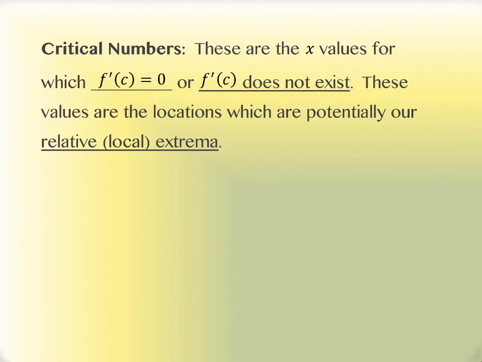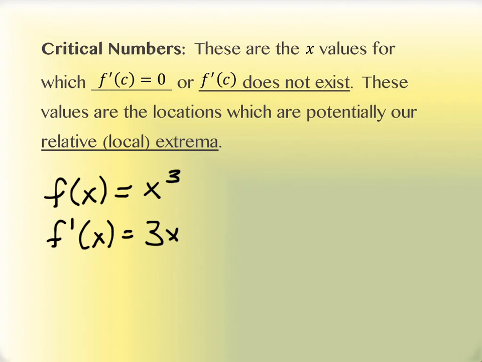Now, they may not actually be extreme points. I gave this example just a moment ago. I'm going to write it in here. You can write it down if you'd like. If I have the function value x cubed, and I take its derivative, I get 3x squared. And 3x squared certainly does equal 0 in some places. In fact, it equals 0 when x is equal to 0.